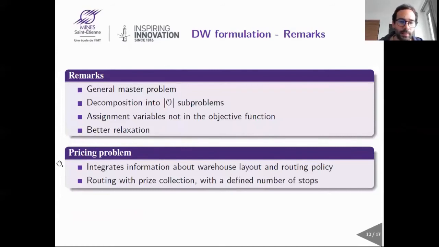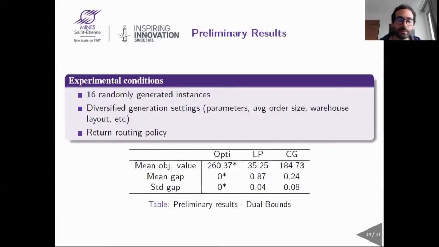The pricing problem is where all the information about the warehouse layout and routing policies is taken into account. And it's mostly a routing problem with price collection with a defined number of stops. If one order has 2 items, the route should have 2 stops.